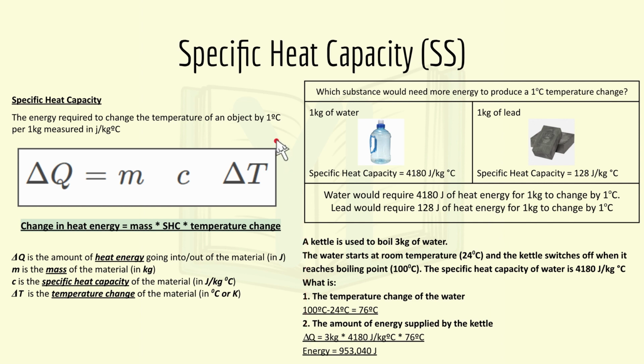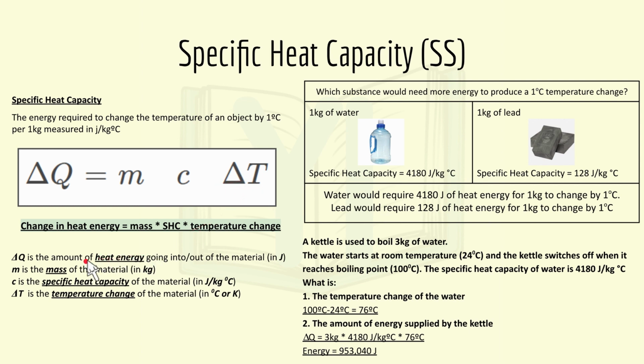So here's specific heat capacity. Specific heat capacity is the energy required to change the temperature of an object by 1 degree Celsius per 1 kg, measured in joules divided by kg times Celsius. So here's the equation. Delta Q, the change in heat energy, equals mass times specific heat capacity times the temperature change, which is delta T.